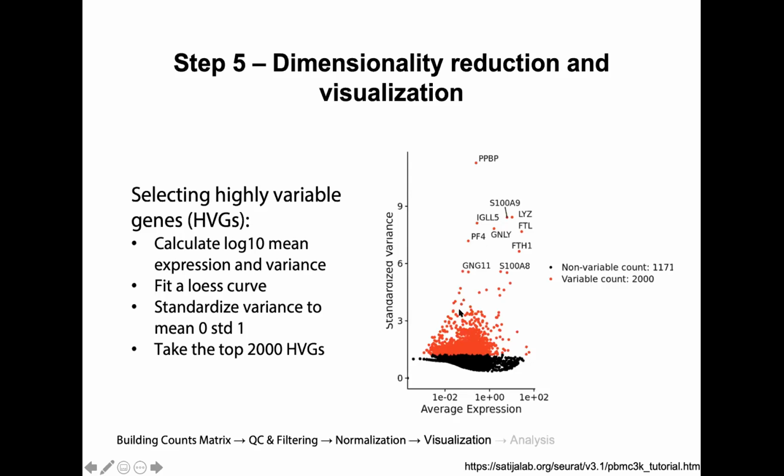We're going to talk about this a little bit in some of the notebooks, but you might have a process like calculating this mean expression and variance. You fit a lowess curve to this plot, and then take maybe the top 2,000 or 5,000 highly variable genes. So this would remove things like actin that is sort of uniformly expressed across cells, and keep more interesting transcription factors that probably have higher variance across the data set.